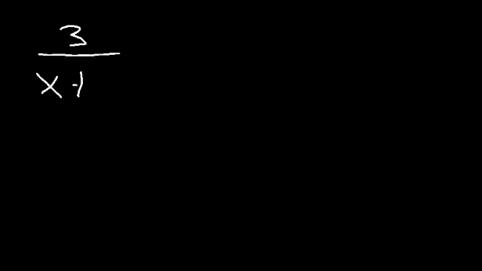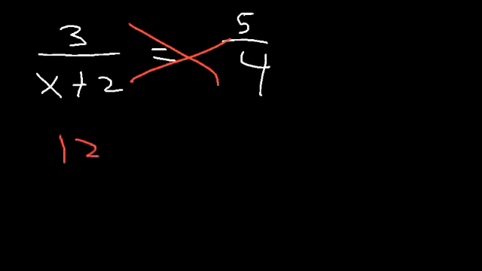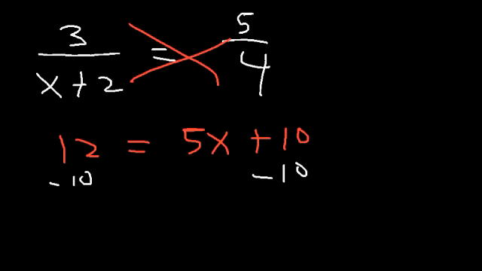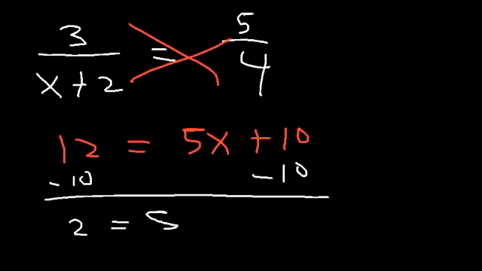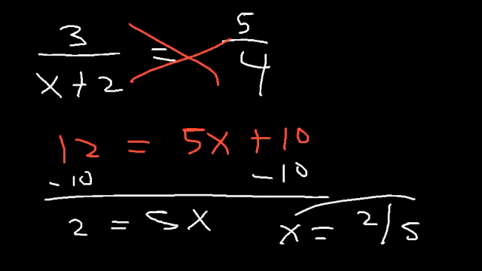So now let's say if you have two fractions separated by an equal sign, how can you solve for the value of x? Whenever you have two fractions separated by an equal sign, you can cross multiply. So 3 times 4 is 12, and 5 times x plus 2 is 5x plus 10. So solving for x, let's subtract both sides by 10. So negative 2 is equal to 5x, and if we divide both sides by 5, x is equal to negative 2 over 5.